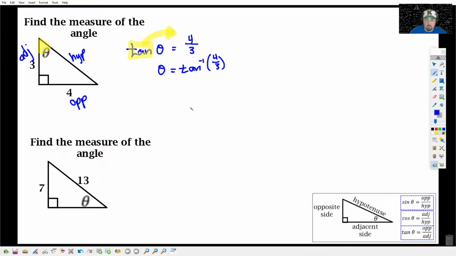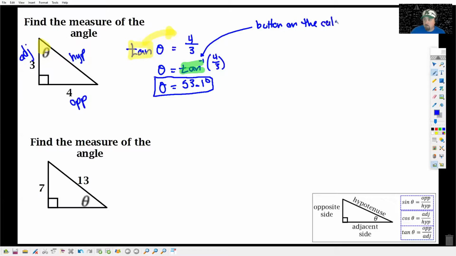And I get, now make sure your calculator's in degrees mode, I find out that this angle is about 53.1 degrees. So the big thing with this right here is that it is a button on the calculator for the way that we're going to use it. You just need to find that button.